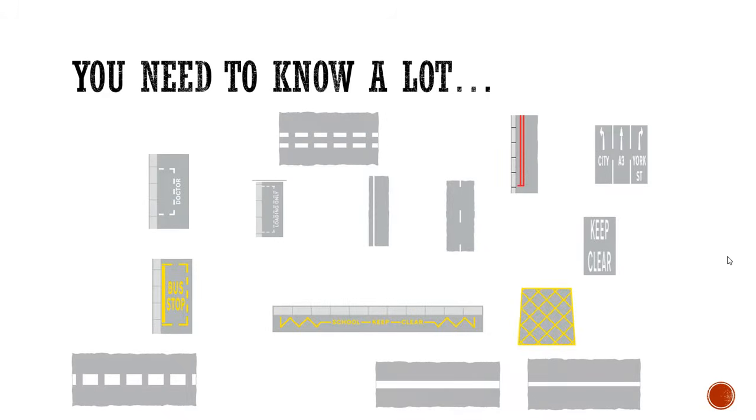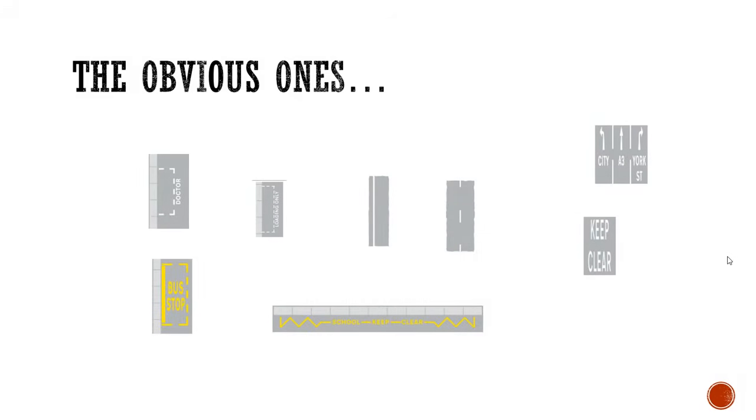So the first thing you need to know about road markings is you actually need to know quite a lot of road markings. There are a lot of them out there, and you have to understand all of them. And you could be asked questions on absolutely any of them. So make sure you're familiar with all of them and that you can pick out which one is which and explain what they mean. The good news, however, is that a lot of them are very obvious.